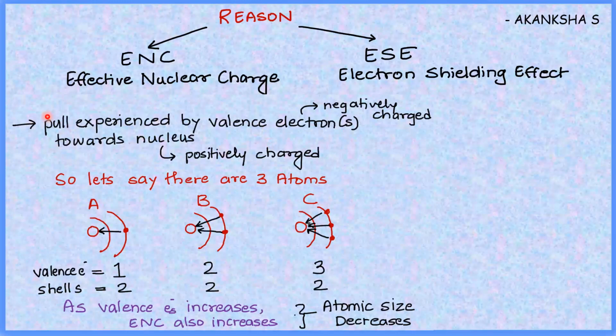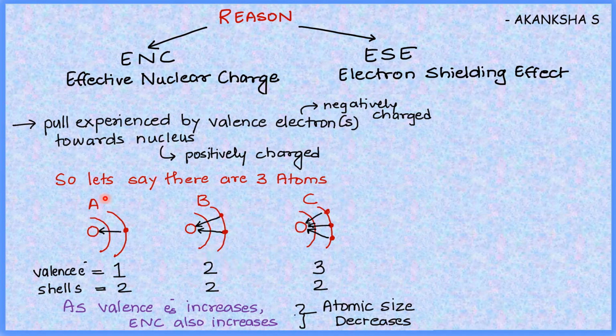So how much ever is the pull, that is called effective nuclear charge. Let's say there are three atoms, A, B, and C. Pay attention over here. All these three atoms that I've taken have two shells each. What is different? The valence electron. A has only one valence electron. B has two valence electrons. C has three valence electrons.